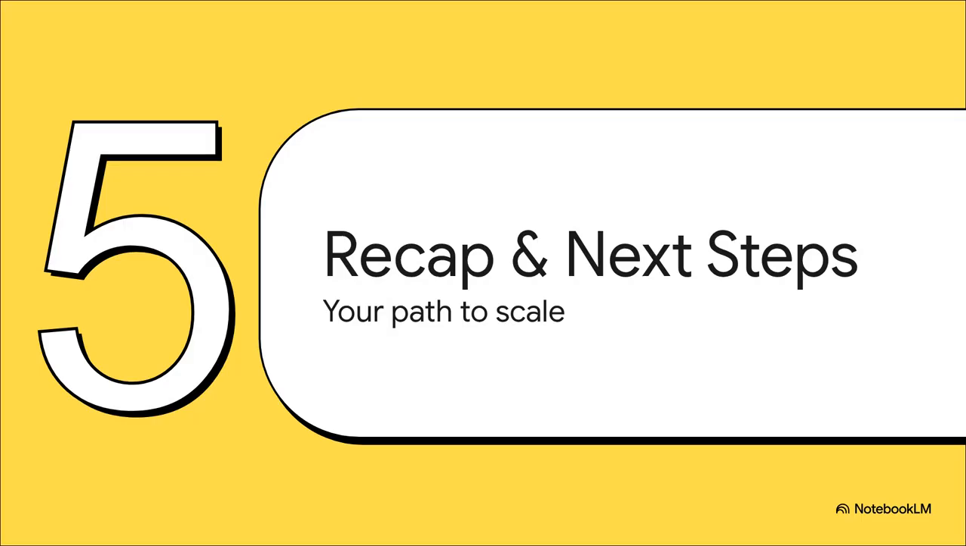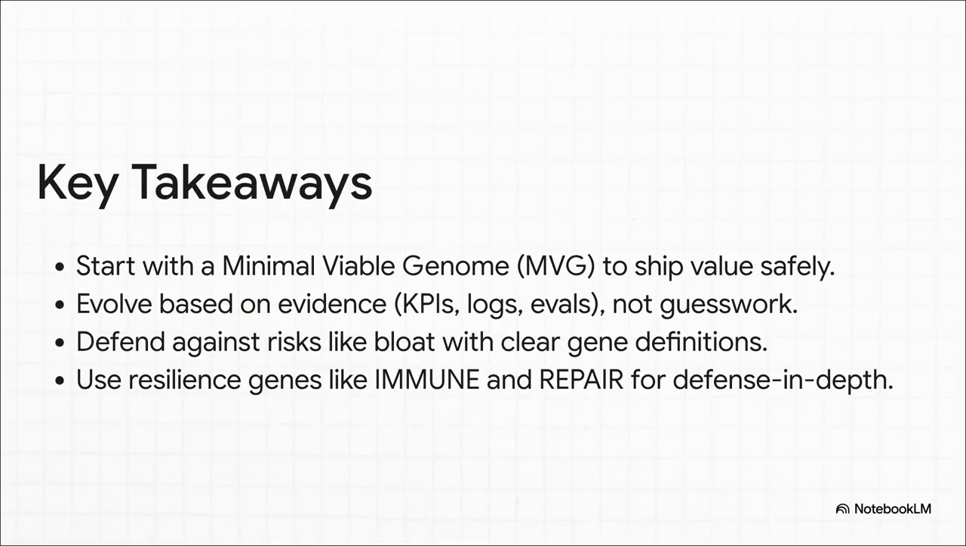Okay, that was a lot, I know. Let's pull it all together now and just recap the path to building these much smarter, much more scalable agents. So, if you walk away with anything, remember these 4 things. 1. Always start with a minimal viable genome. Ship safe value fast. 2. Evolve your agent based on hard evidence, not your gut. 3. Proactively defend against common risks like gene bloat by defining clear responsibilities. And 4. Use those resilience genes to build in layers of security, a real defense-in-depth posture.